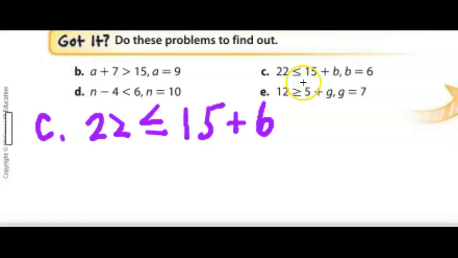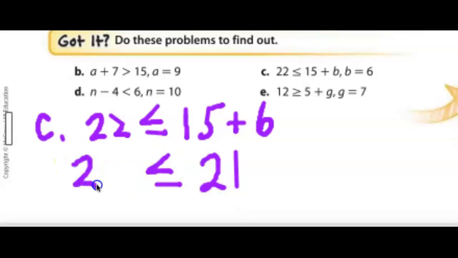All right, C asks us if 22 is less than or equal to 15 plus B, and B was 6. Would that make the equation true? Is that a possible solution? Okay, what is 15 plus 6? Go ahead and answer that for me, please. 15 plus 6 is 21. So if I write the rest of the expression out and then read it, is it a possible solution? 22, is it less than or equal to 21? No. That is not a possible solution.